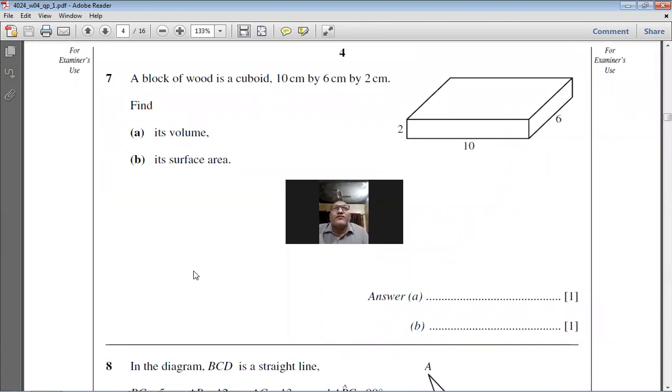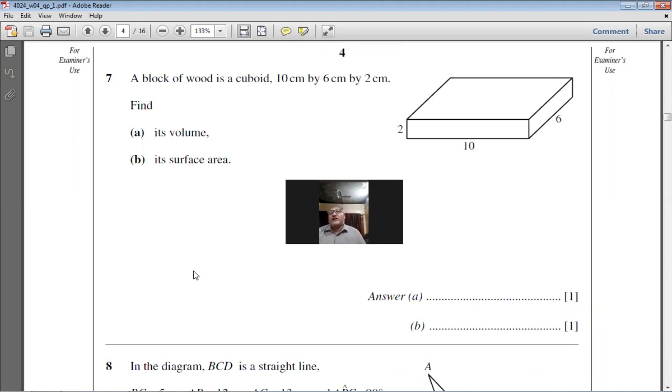A block of wood is a cupboard 10 centimeter by 6 centimeter by 2 centimeter. Find its volume. The volume of the cupboard will be very simple. It will be length multiplied by width multiplied by height. So it will be 10 multiplied by 6 multiplied by 2 centimeter. And the next part is its surface area, which very easily we can find.